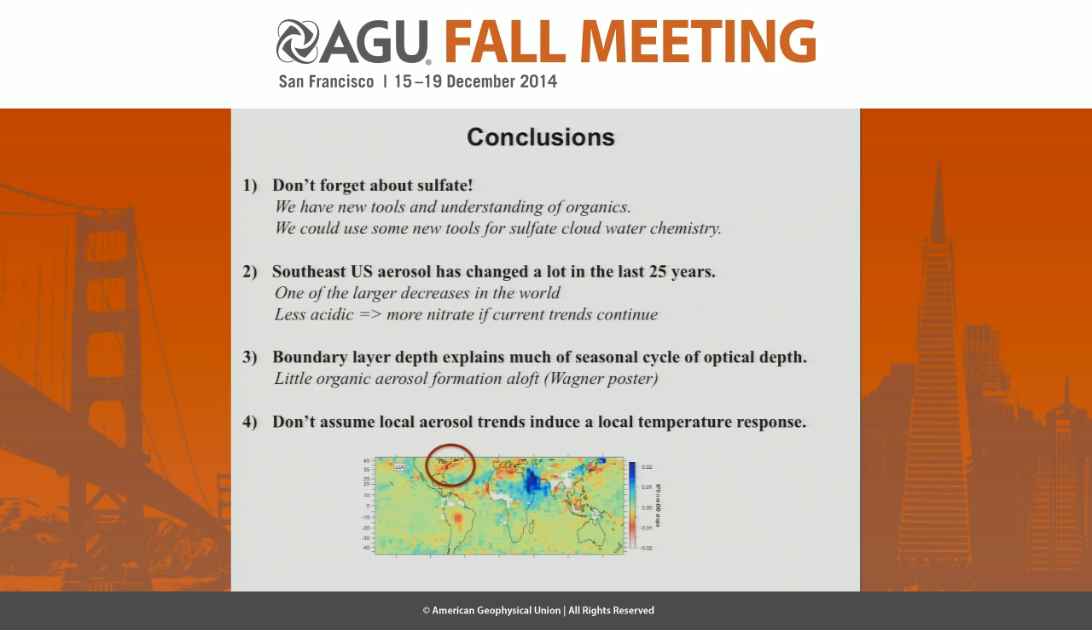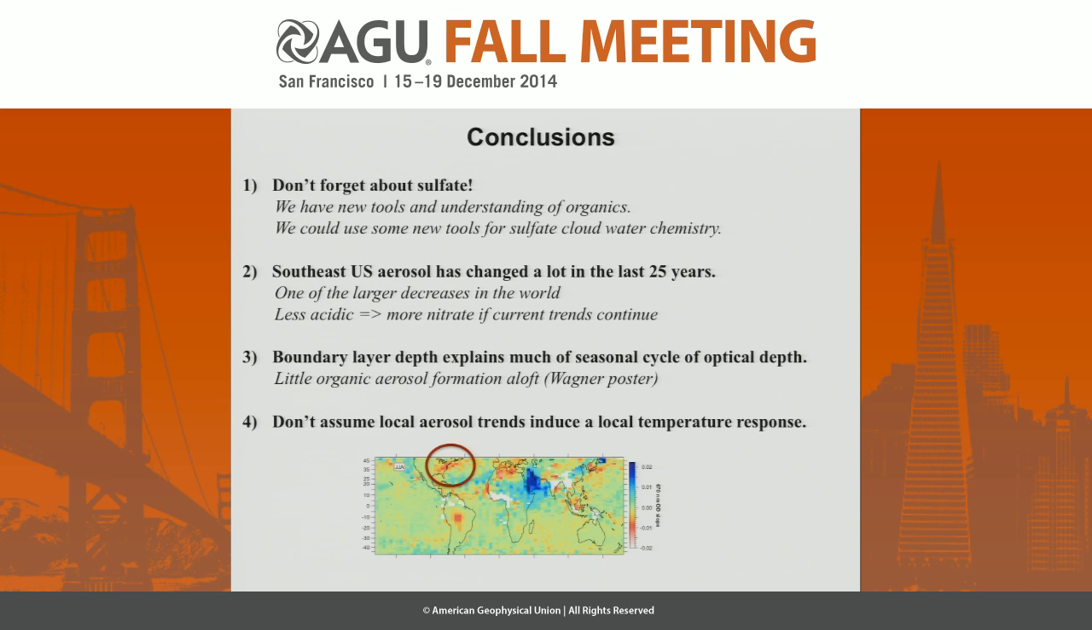The Southeast US has changed a lot in the last 25 years. It's one of the larger decreases in the world. This is the global map from MISR of aerosol optical depth trends, and the eastern United States stands out as a pretty big trend. And the aerosol is getting less acidic. If you look at STN network data, it's already nearly neutralized in Atlanta and a lot of other places. It means there's going to be more nitrate in the future. There's already a lot of nitrate at nighttime and in the winter. And nitrate has very different behavior than sulfate and organics, in terms of being sensitive to temperature and relative humidity and things that these other species are not.